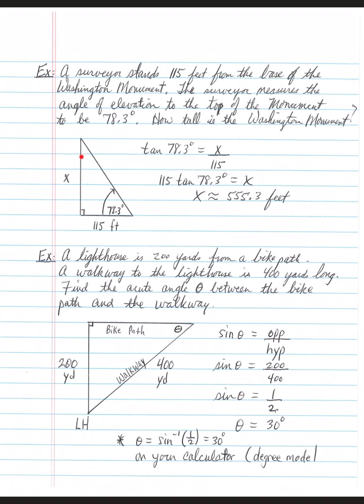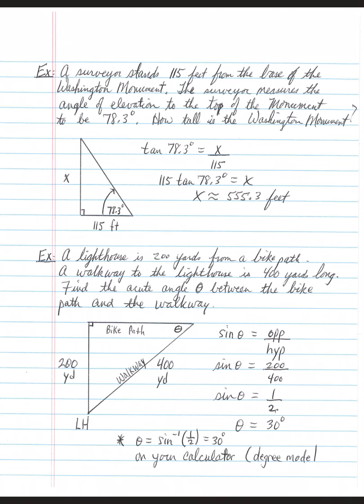Well, from where 78.3 degrees is located, x is opposite, 115 is adjacent. Which trig ratio involves opposite and adjacent? Tangent, very good. Tangent of your angle is equal to opposite length over adjacent length. Multiply both sides by 115, and x is equal to 115 times tangent of 78.3 degrees.